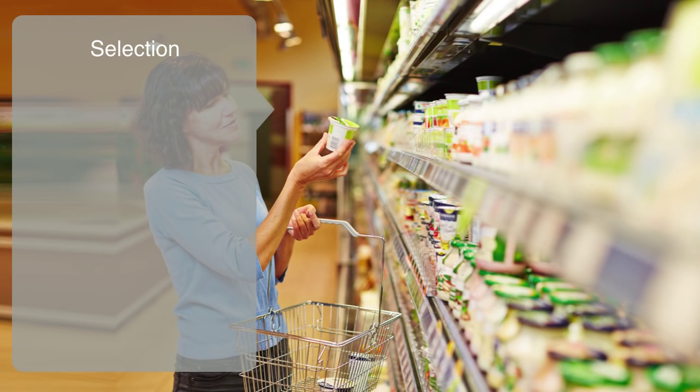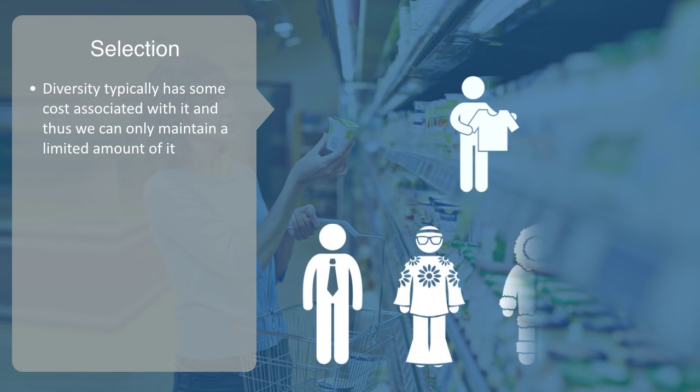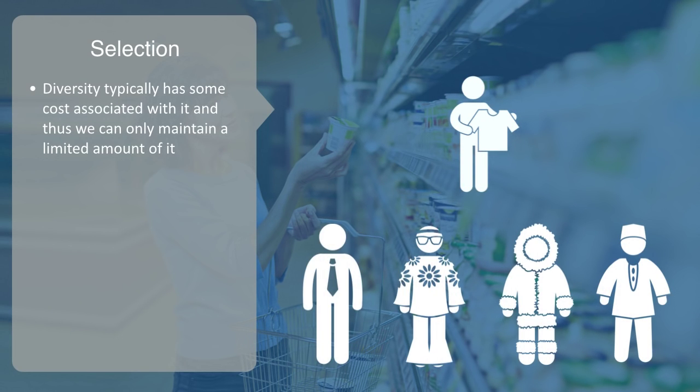Thirdly, selection. The most appropriate responses to the given state of the environment are selected, because diversity typically has some cost associated with it, and thus we can only maintain a limited amount of it. I may want to be appropriately dressed for any given weather condition, but I can't bring my whole wardrobe with me. Each item I take will have a carrying cost associated with it. Thus, I must perform selection upon the variety of clothing I have based upon an assessment of the environment's state.